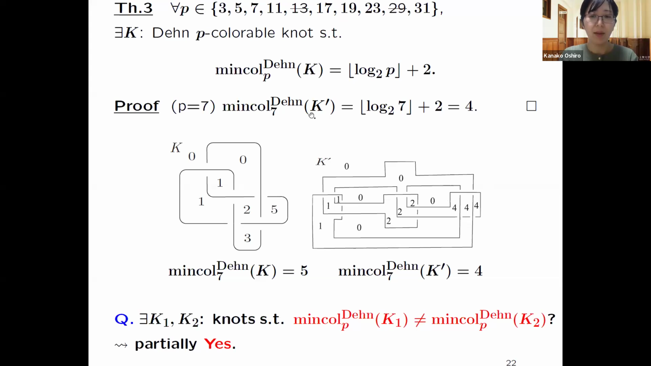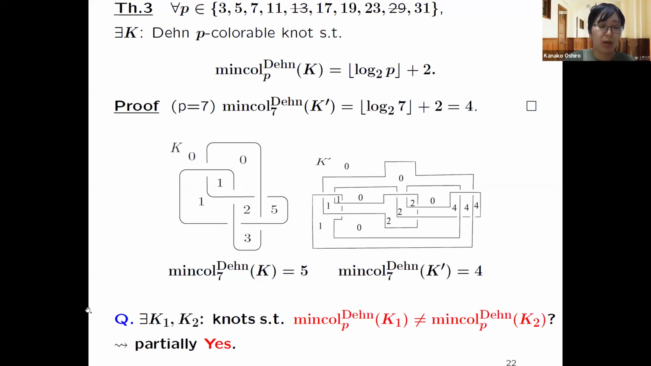Okay, then this minimum number. This diagram is Dehn 7 colored using 4 colors, 0, 1, 2, 4. So this means the minimum number of Dehn 7 colors of K prime is equal to the floor function of log 2 7 plus 2. So this is equal to 4.